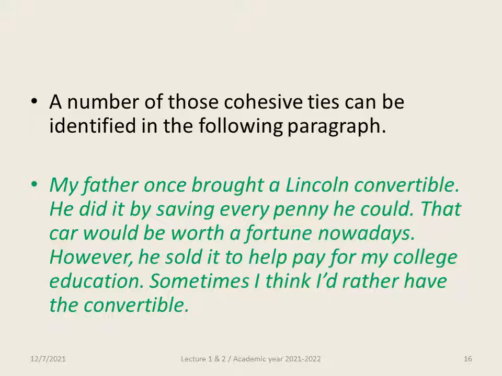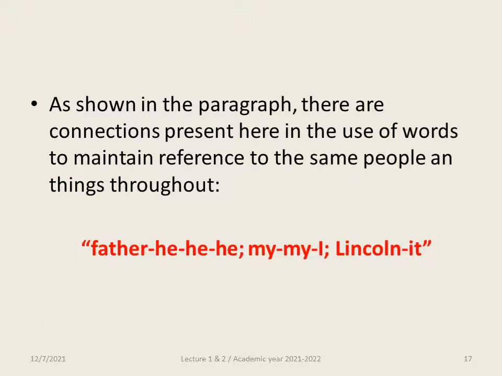Now, after we read the text, let's describe it together in terms of its cohesive devices. As shown in the paragraph, there are connections that are present here in the use of words to maintain reference to the same people and things throughout. So as you can see, how to create a kind of cohesion in the text is that there should always be reference, something that relates or links the ideas together, in order to make them meaningful.